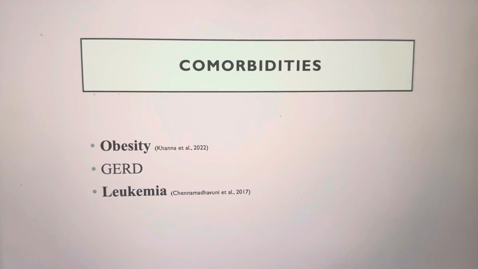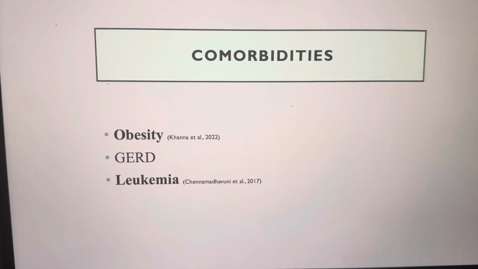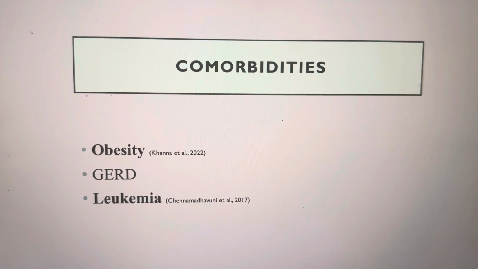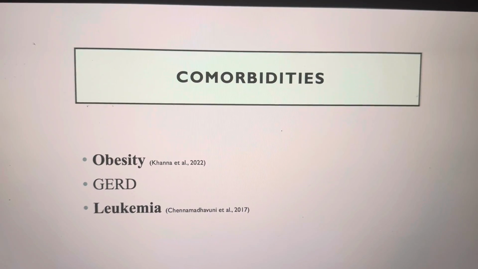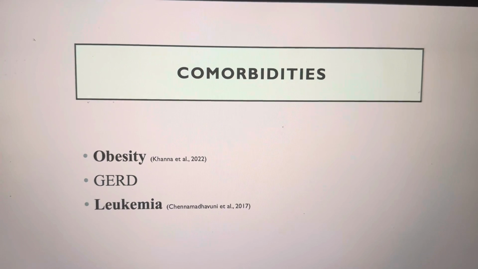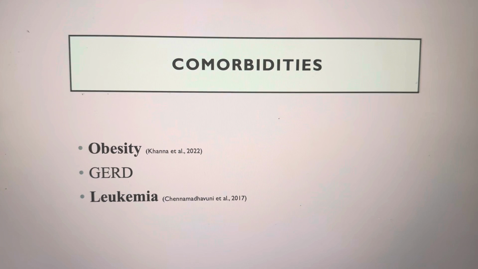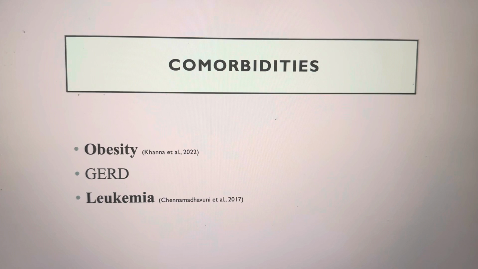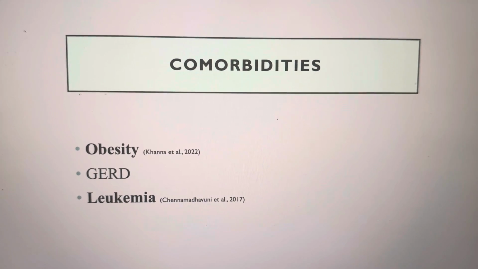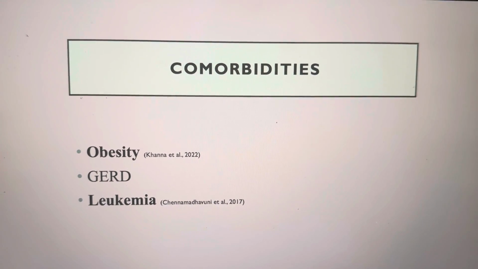Moving on to comorbidities that the patient had, such as obesity, GERD, and leukemia. So diving into obesity first, obesity is a state of chronic inflammation of adipose tissue along with malnutrition due to excess nutrients. As a result of this, the hormonal and immune system become defective. In contrast to non-obese people who secrete anti-inflammatory adipokines, an obese individual will secrete pro-inflammatory cytokines from the adipose tissue.